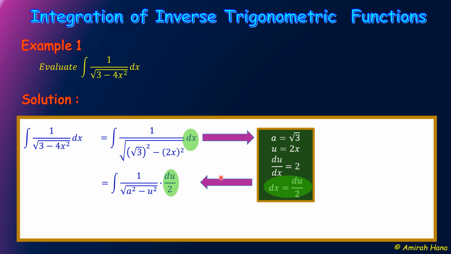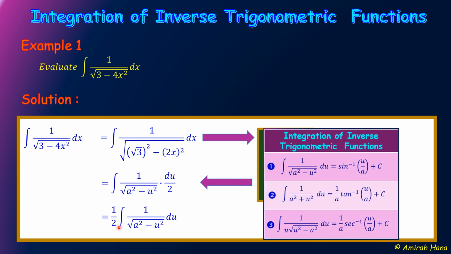Okay. We substitute a, u, and dx here, so that we will get in terms of a, u, and du. After that, we can move the denominator 2 outside the integration symbol. So we get 1 over 2 integration of 1 over square root of a squared minus u squared du. No more over 2 here because we moved it out.